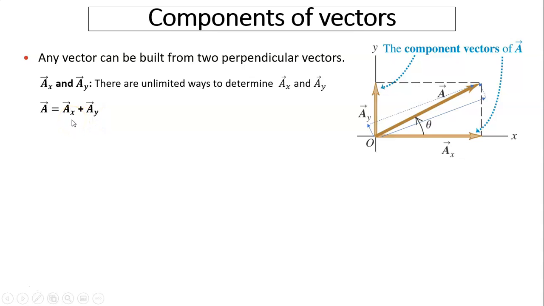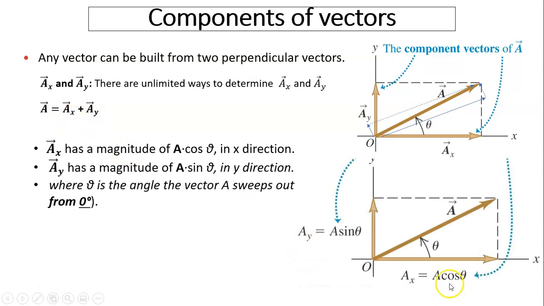AX is a vector in the X direction, and its magnitude is A cosine theta. The direction is in the X direction. AY is a vector in the Y direction. Its magnitude is A sine theta.